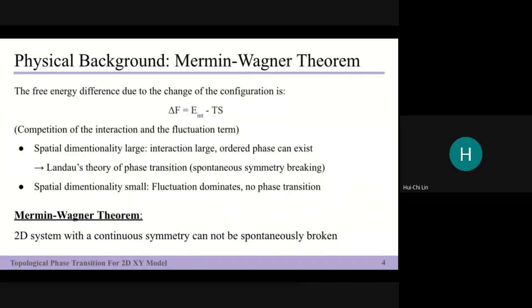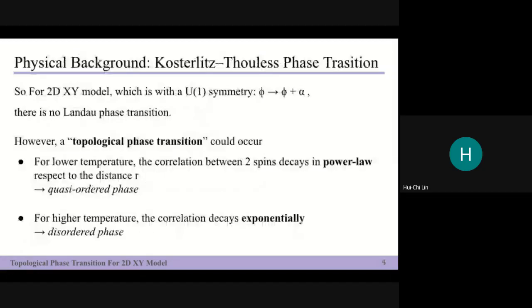But when the spatial dimension is small, the fluctuation term will dominate, and there's no phase transition. About this, a theorem called the Mermin-Wagner theorem states that a 2D system with a continuous symmetry cannot be spontaneously broken. Therefore, since our 2D XY model has a continuous symmetry, there's no Landau phase transition according to the Mermin-Wagner theorem. However, a topological phase transition can still occur. We can derive that for lower temperature, the correlation between two spins will decay in a power law with respect to their distance. This we call a quasi-order phase. But for higher temperature, the correlation will decay exponentially. We call it a disorder phase.